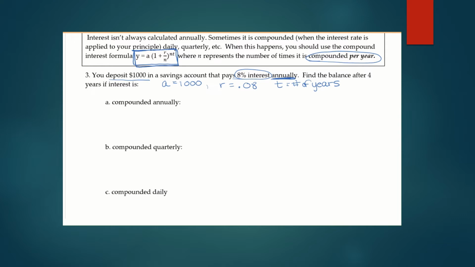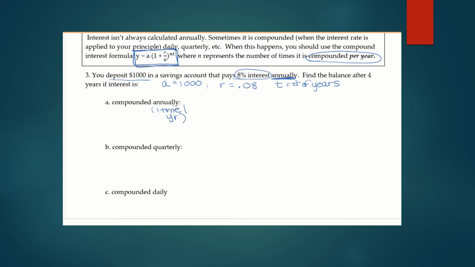So we're going to start with part A. Annually means you'll receive interest one time throughout the year. So you'll receive one interest payment. It's going to be about 8% of what you have in your account. So looking at this, annually again just means one time per year.